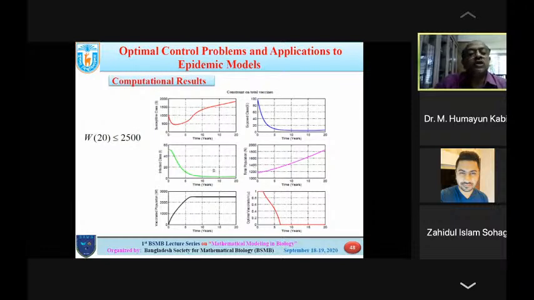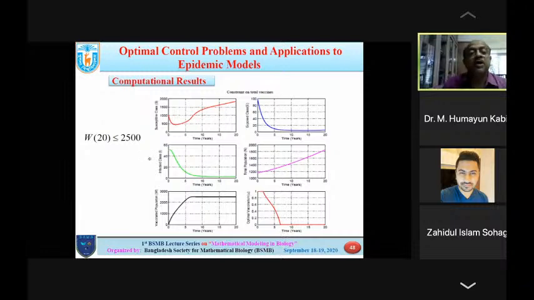When Suzanne Lenhart used the restriction, that is the isoperimetric constant, at the end of the program, that is 20 years, then only 2,500 people should be vaccinated. It is actually very low. But in that case, the susceptible population is rising, because all the susceptible are going up. So we should also minimize the susceptible, and we should maximize our vaccinated population. And here in the control case, you can see the control is not active after 5 or 7 years. After 7 years, the control is going down. So the control has no activation in this program.